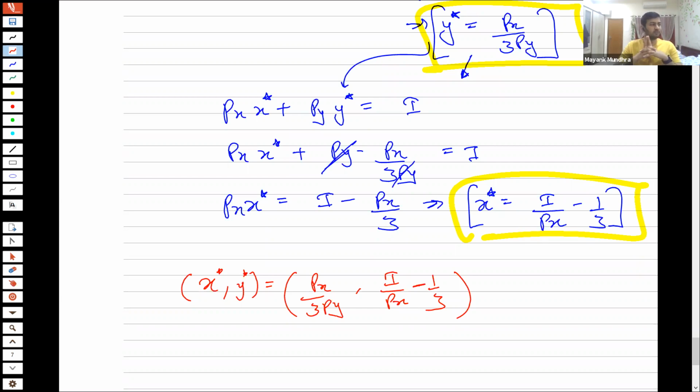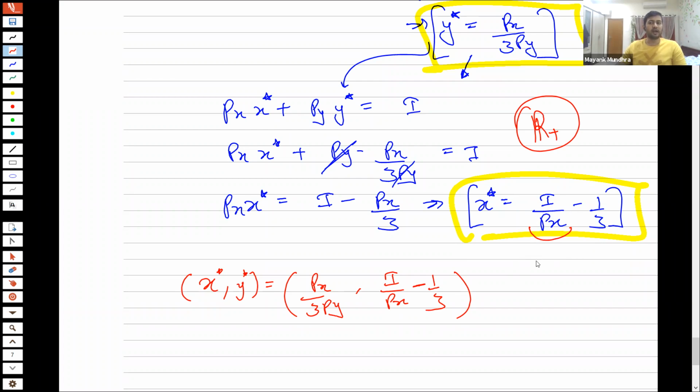The problem that I'm looking for here, the hint is, it lies in X star. Focus on X star. If I by Px is less than 1 by 3, then the consumption of X will be negative, which is not possible. Exactly. I have already told you that X and Y always belong to R plus. R plus does not allow for negative amounts of consumption. But what if this I by Px is less than 1 by 3? This thing becomes negative.